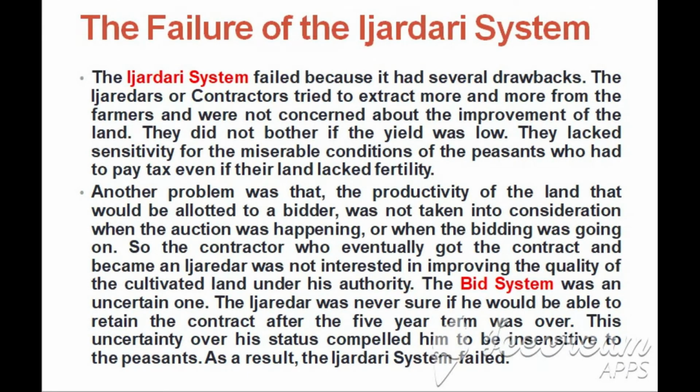So, the contractor who eventually got the contract and became an Ijaridar was not interested in improving the quality of the cultivated land under his authority. The bid system was an uncertain one. The Ijaridar was never sure if he would be able to retain the contract after the 5-year term was over. This uncertainty over his status compelled him to be insensitive to the peasants. As a result, the Ijardari system failed.